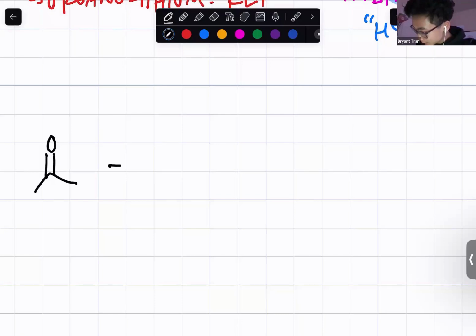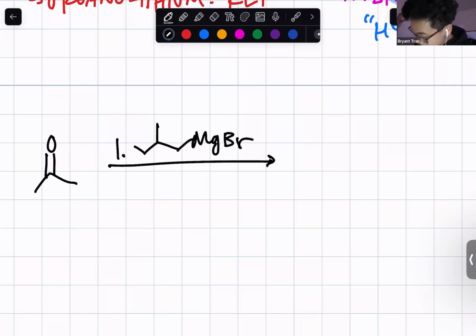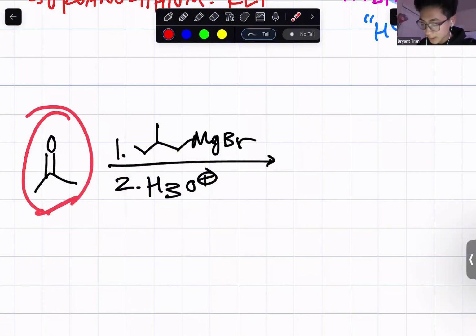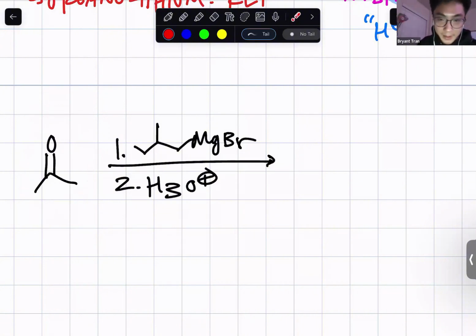So there's going to be two steps here. First step is going to be something like this. Second step, acid workup, right? Organometallic will always be followed up with an acid workup step if you react it with the carbonyl. In this case, we are, because that's the section we're on right now. Okay.